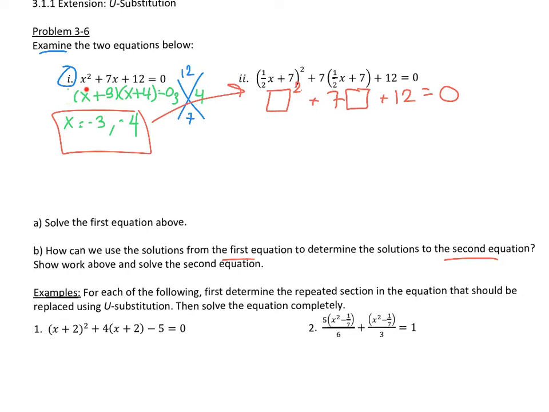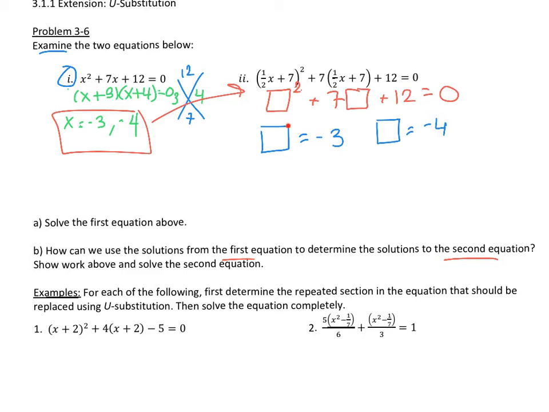So in this one, the solution was for x. In this one, the solution is going to be for what that box is representing. So this means we already solved this, and I got that instead of x, I'm using this box, equals -3, and it also equals -4. So this whole chunk of stuff, I've replaced it with a box because then it's just a quadratic, and instead of the x, I just have the square. So again, I have the solutions for that, -3 and -4.